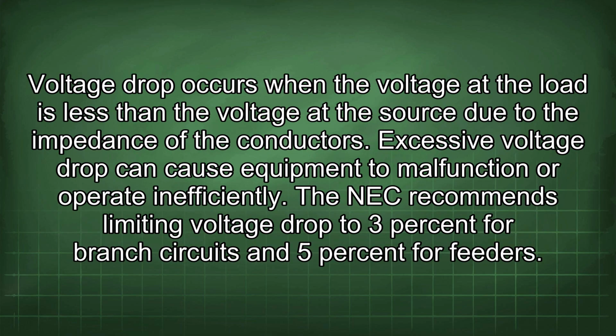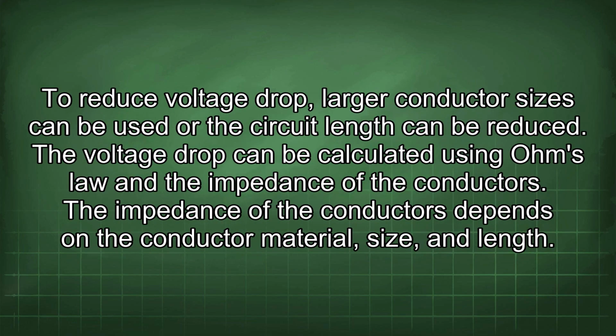Voltage drop occurs when the voltage at the load is less than the voltage at the source due to the impedance of the conductors. Excessive voltage drop can cause equipment to malfunction or operate inefficiently. The NEC recommends limiting voltage drop to 3% for branch circuits and 5% for feeders. To reduce voltage drop, larger conductor sizes can be used or the circuit length can be reduced. The voltage drop can be calculated using Ohm's law and the impedance of the conductors. The impedance of the conductors depends on the conductor material, size, and length.